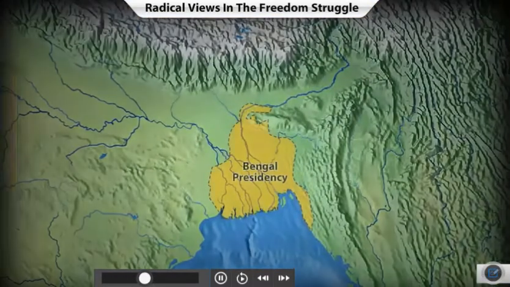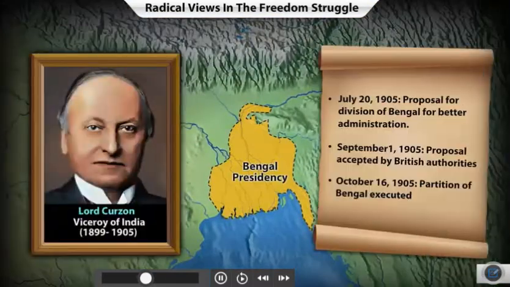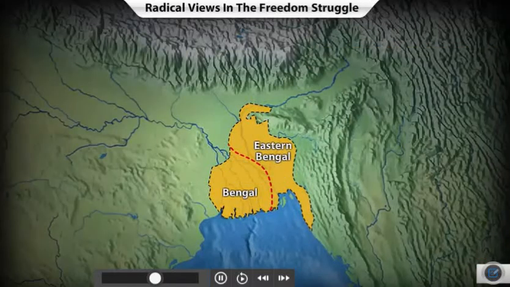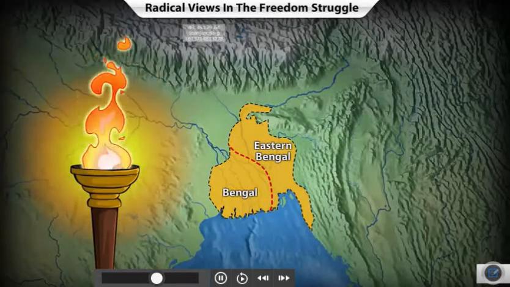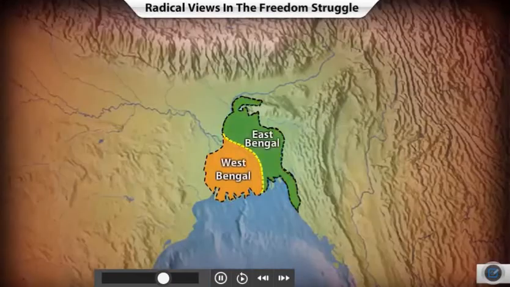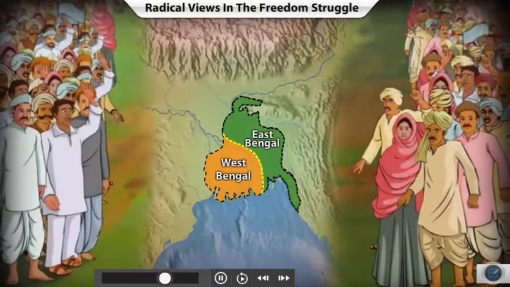The biggest challenge to nationalism came when Lord Curzon partitioned the Bengal presidency in 1905 on the grounds of administrative convenience. However, the administrative convenience was only in the interests of the British. The larger motive was probably to weaken the influence of Bengali nationalists. Dividing the province would weaken the Bengali influence. This move infuriated the people all over India.